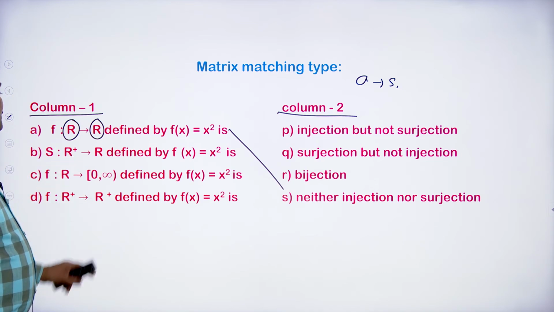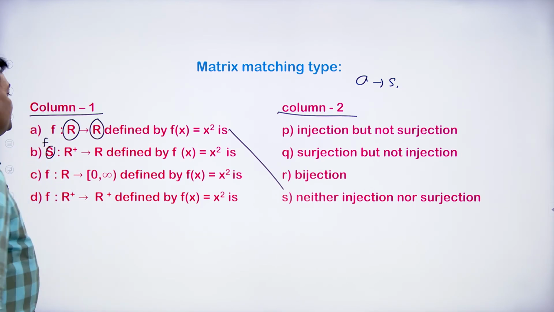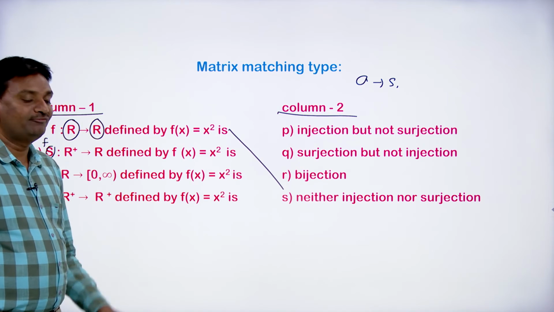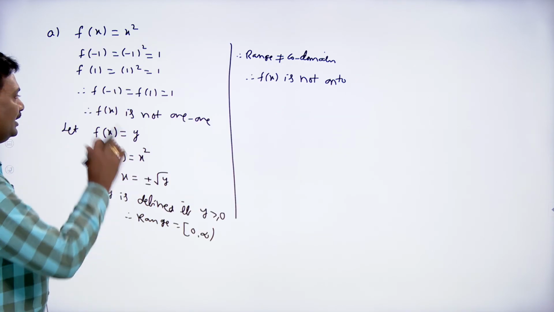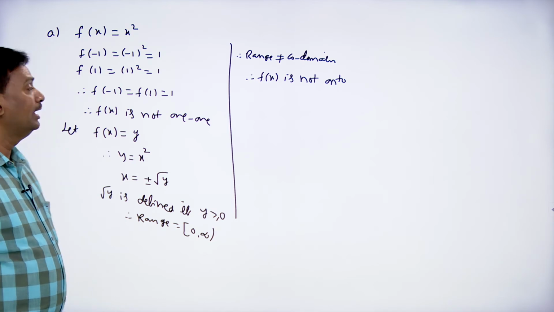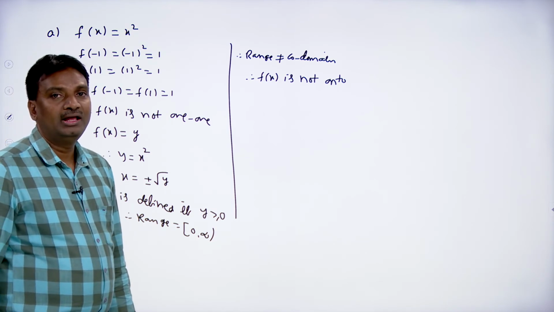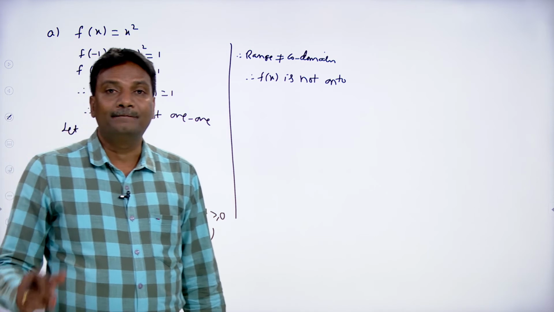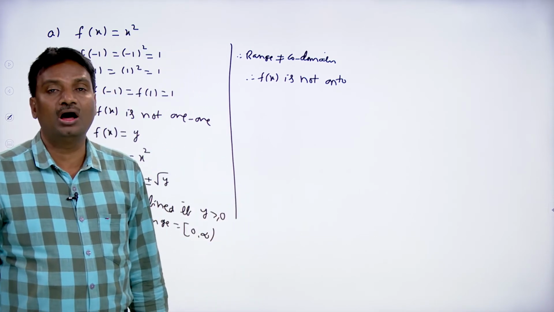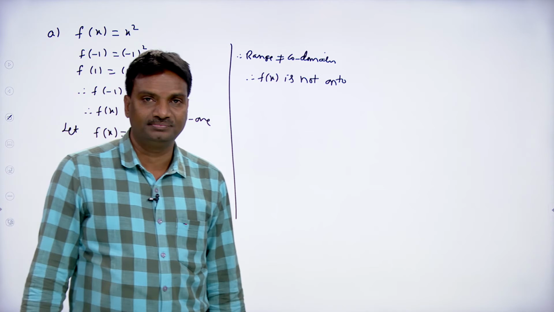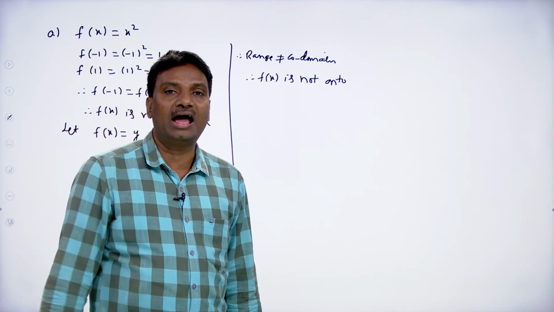f maps R plus to R, defined by f of x equal to x square. Here also we have the same function, f of x equal to x square, but with respect to the problem, the domain is R plus, meaning all positive real numbers, and the codomain is given as capital R, meaning all real numbers.